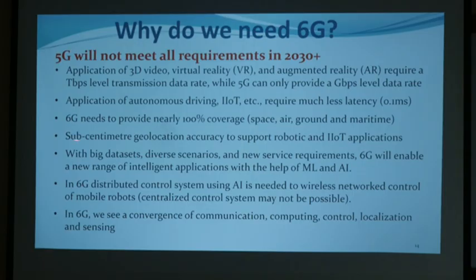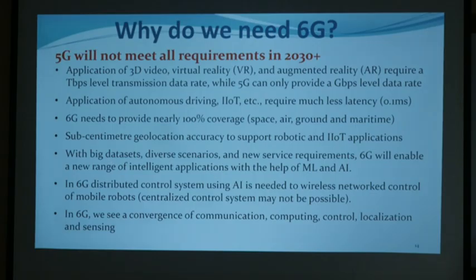And then we also would like to have very accurate localization as well, okay? Sub-centimeter localization accuracy to support robotics and industrial IoT applications. So very accurate localization is not there in 5G. So we need a 6G to give you very, very accurate localization.